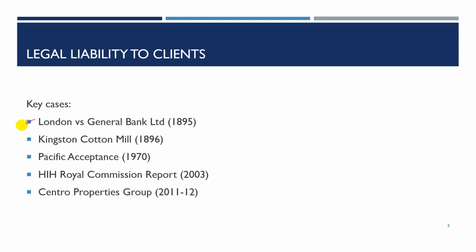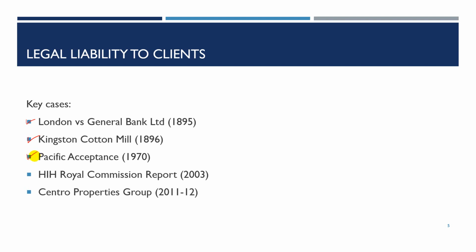In the Kingston Cotton Mill case, the case established that the auditor is a watchdog, not a bloodhound. That is, the auditor is not a detective. The auditor is not to assume that clients' accounts are materially misstated, and the auditor needs to exercise reasonable care and skill.